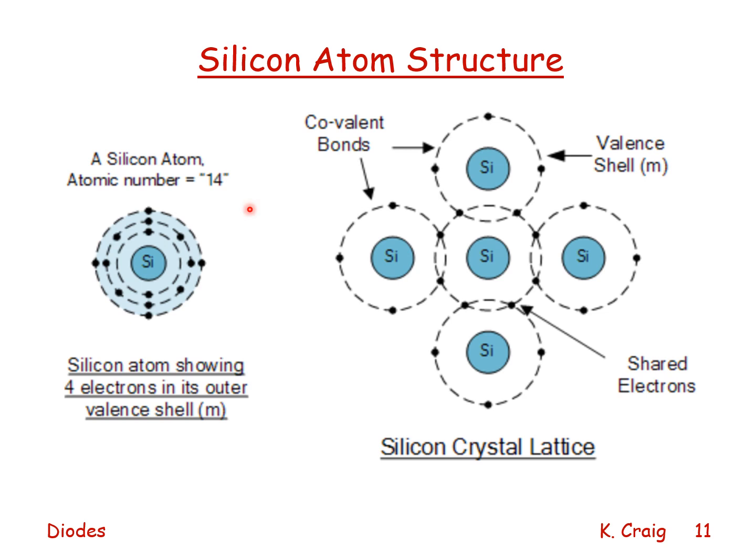This diagram shows the silicon atom structure. Silicon is a group 4 material. It has atomic number 14, and it has 4 electrons in its outer valence shell. And we see the shared electrons among the silicon atoms.